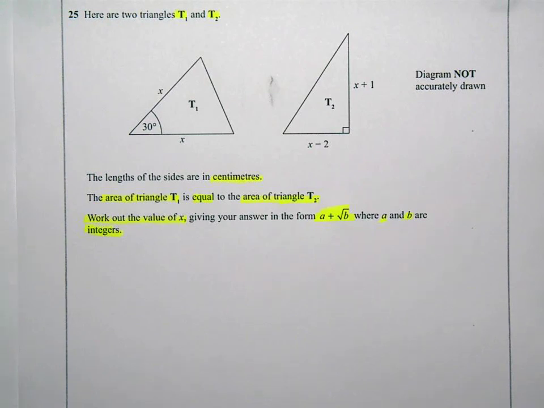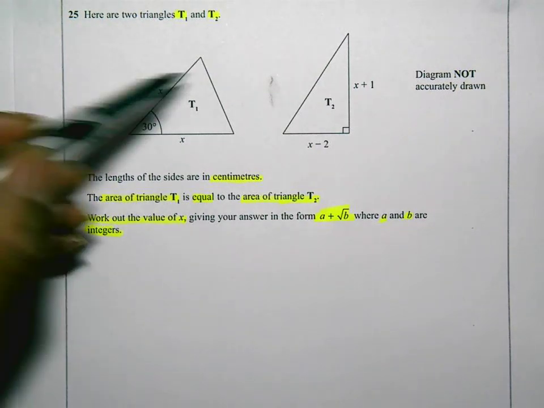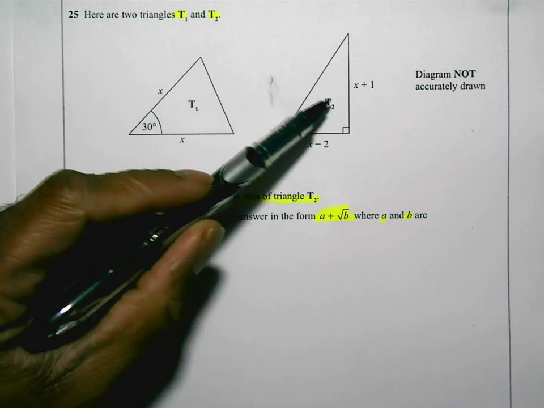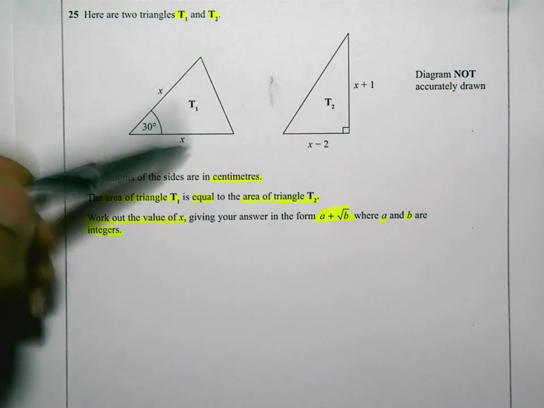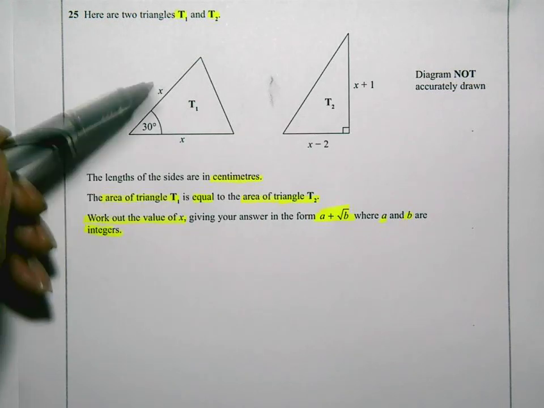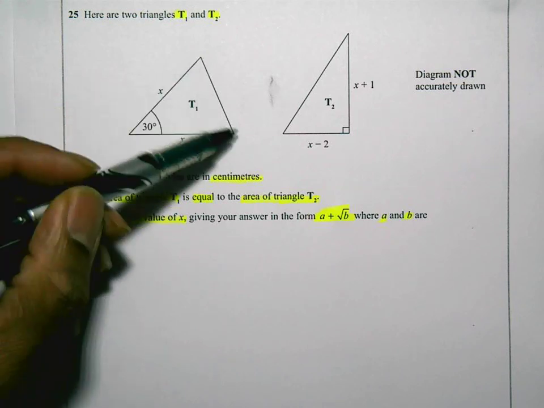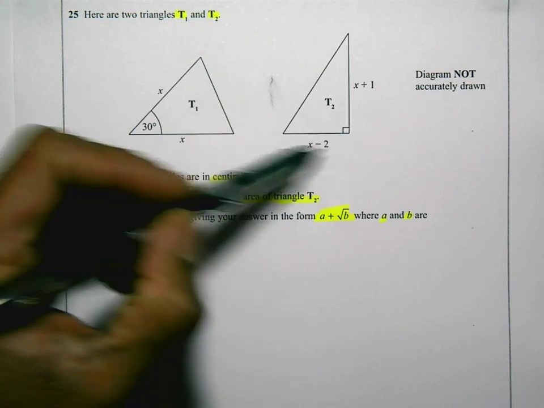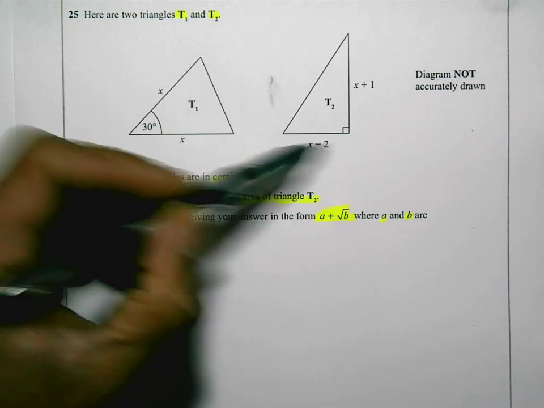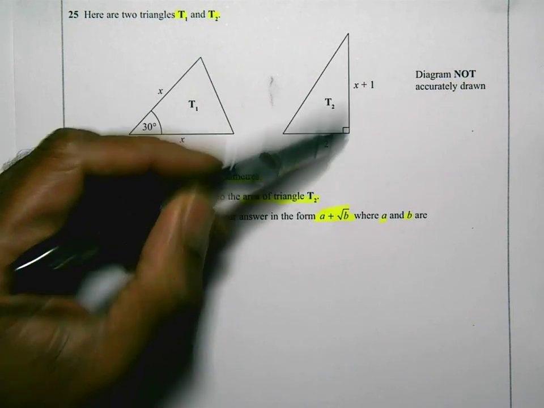Okay. So, having a glance at both of the triangles, this is a right angle triangle. This here is going to be an isosceles triangle because that's x and x, right? We have an angle, but we don't know what the height of this triangle is. We know the base is x. In this case, we know the base is x minus 2 and the height is x plus 1.